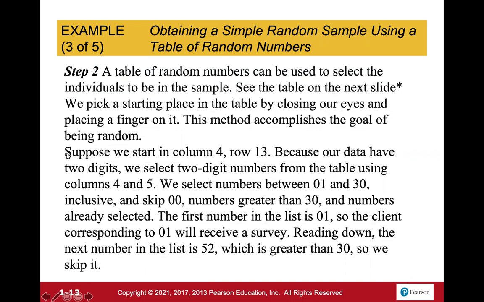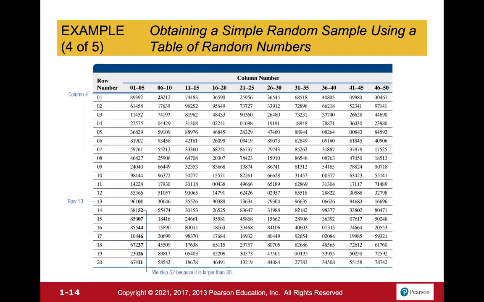But here, what they told us to do is suppose we start at column 4, row 13. Because our data have 2 digits, we select 2-digit numbers from the table using columns 4 and 5. We select numbers 1 through 30. Instead of reading all this, let me just show you. So we're starting out with column 4, row 13. We could think of this as column 1, 2, 3, 4.